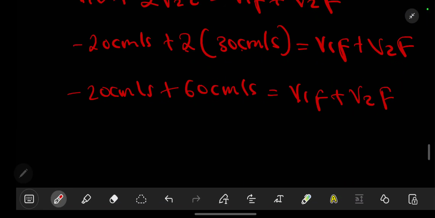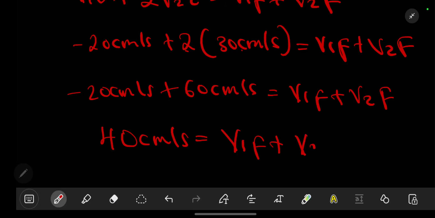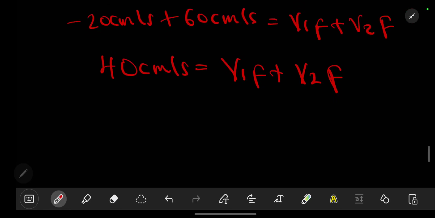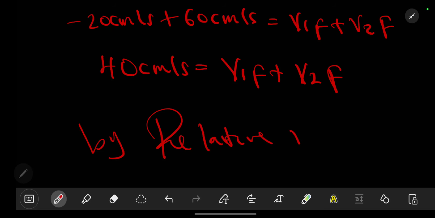So negative 20 plus 60 will give us a value equivalent to 40 centimeters per second, which should be equal to V1 final plus V2 final, like that. If that's the case, we are now going to go to relative velocity.